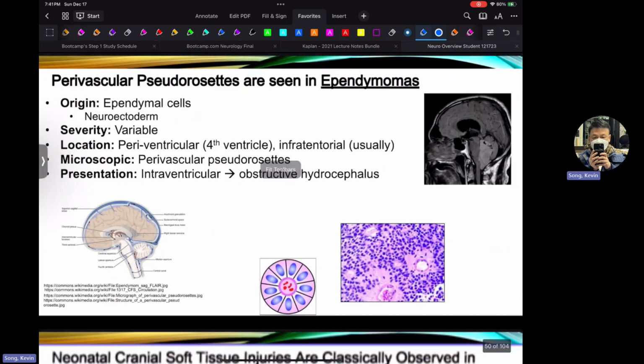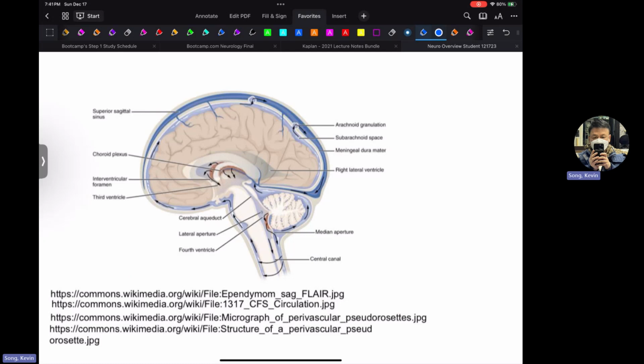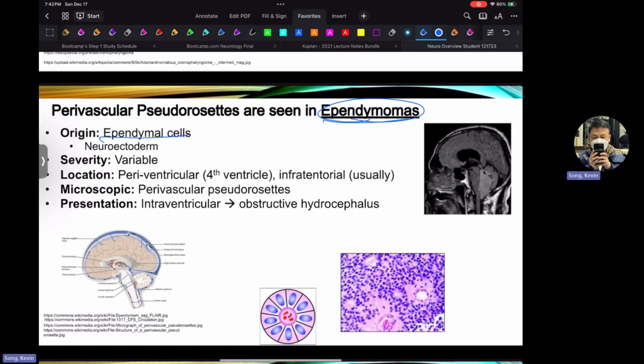And then another thing is the perivascular pseudo-rosette seen in ependymoma. Ependymal cells are concentrated in the fourth ventricle, which makes the CSF, right? So ependymal cells, okay, that's what you need to know. And then the fourth ventricle.